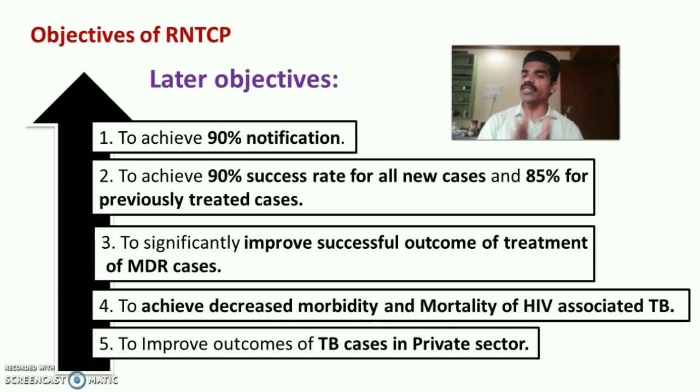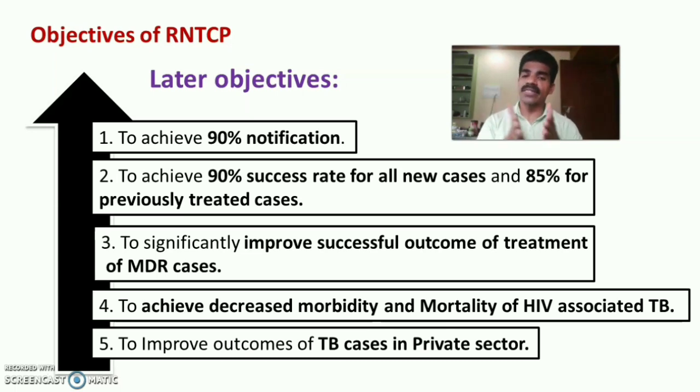The later objectives include, the first one, to achieve 90% notification and case detection of the TB patients. So all the TB cases have to be reported or notified to the concerned health organization, that is maximum 90% notification and detection of the TB cases. The second objective was to achieve a 90% success rate, treatment completion rate and prognosis, for all new cases, and 85% for the previously treated cases.